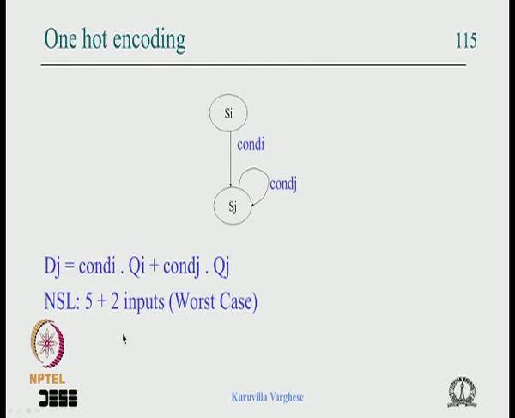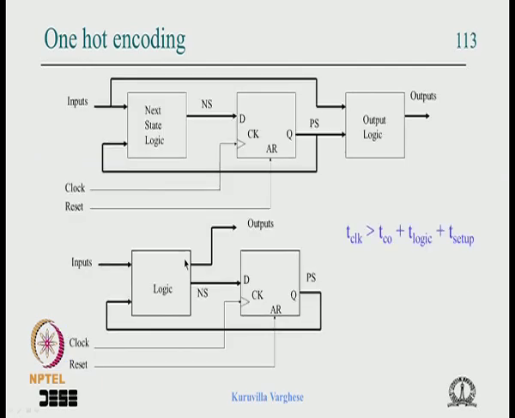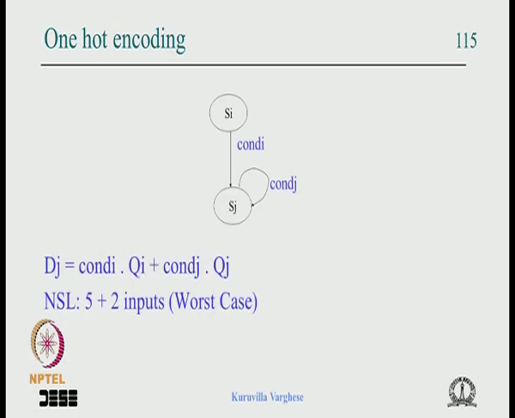So you have the worst case 5 inputs specifying this input condition and 2 inputs for Qi and Qj. So you have a 7 input next state logic which requires only maybe 2 CLBs, which is less spread, and then we have less logic delay, and the clock frequency becomes manageable. That is the idea of one hot encoding. Many a time people blindly, when you see an FPGA, just say okay, let the state machine be one hot encoded.